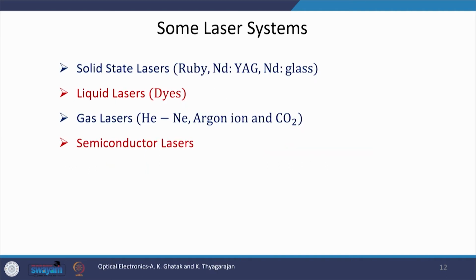Now, a few examples of laser systems are solid state lasers, liquid lasers, gas lasers, and semiconductor lasers. In solid state lasers, ruby, Nd YAG and Nd glass are the most famous ones. Dye lasers are examples of liquid lasers. Helium neon, argon ion and CO2 lasers are examples of gas lasers. In modern communication systems, it is now semiconductor lasers which are dominating the field. We will study about these lasers.